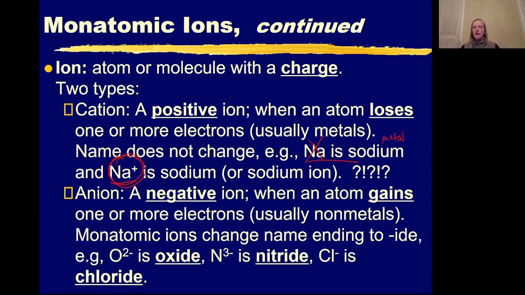But for the anions, we do change the name when we're talking about it. So we don't talk about oxygen ions, we call them oxide ions. Nitrogen is called nitride, chlorine is called chloride. So we're consistently changing the ending to IDE.